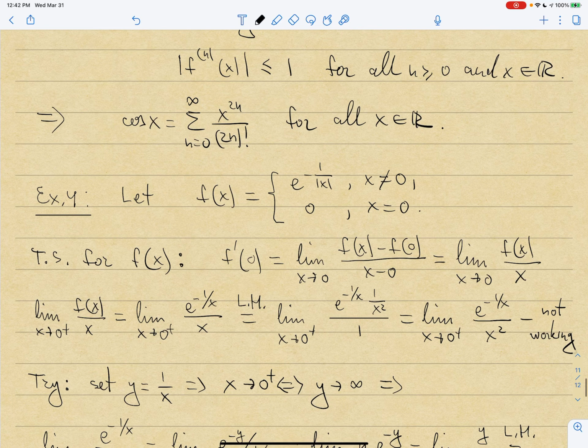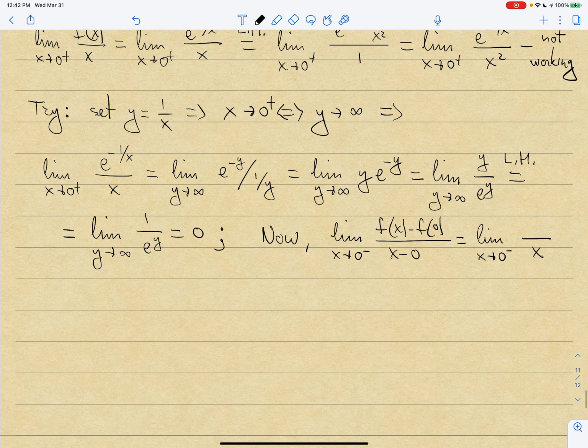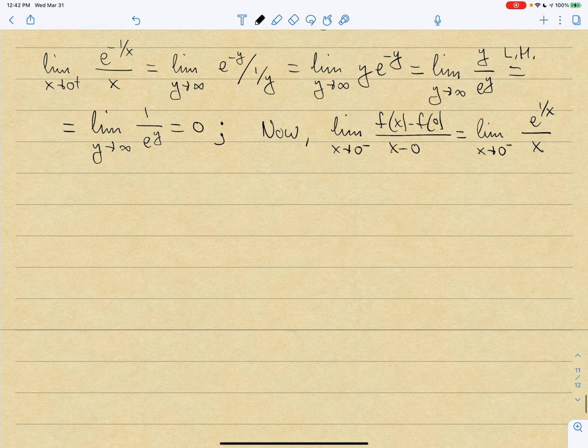And now f of x at minus x, absolute value of x is still positive. So to get absolute value of x from x, I have to multiply x by minus 1. So we have e to the minus 1 over minus x, so that's just e to the 1 over x. Then, again, I'm going to change a variable.